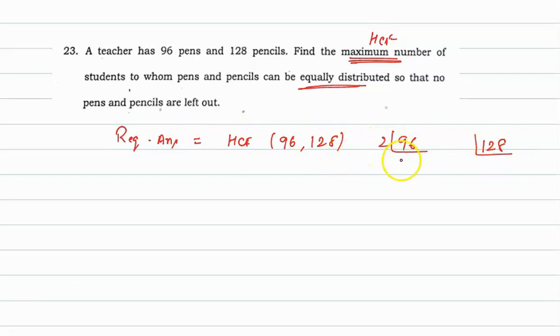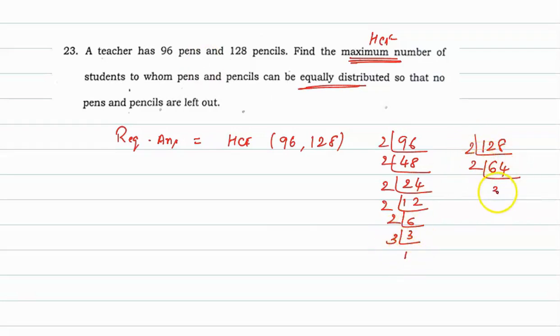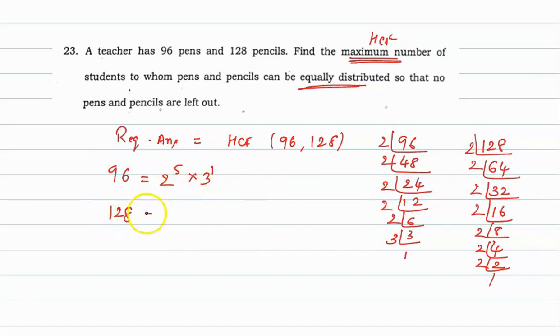So 96 is divisible by 2, 2 4s are 8, 2 2s are 4, 2 1s are 2, 2 2s are 4, 2 6s are 12, 2 3s are 6, 3 1s are 3. Here it is 2 6s are 12, 2 4s are 8, 2 3s are 6, 2 2s are 4, 2 16s are 32, 2 8s are 16, 2 4s are 8, and 2 2s are 4. You can write 2 1s are 2. So what is this? 96 can be written as 2 to the power 5 into 3 to the power 1. 128 can be written as 2 to the power 7.